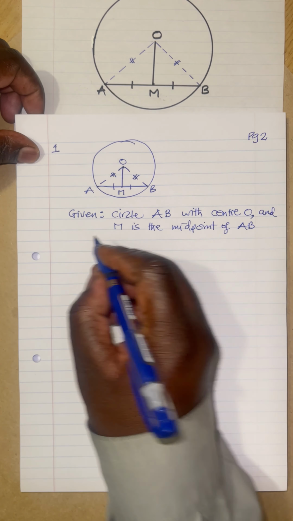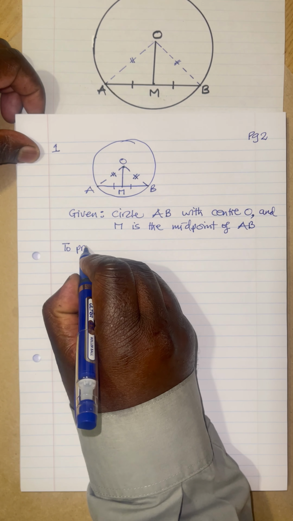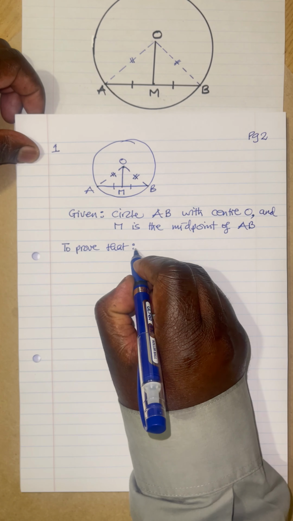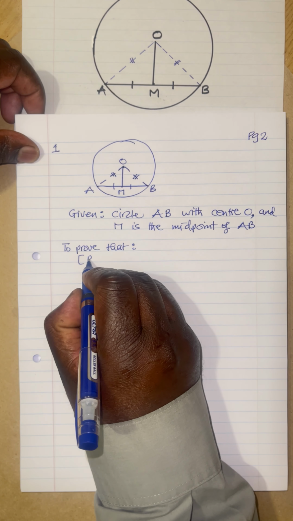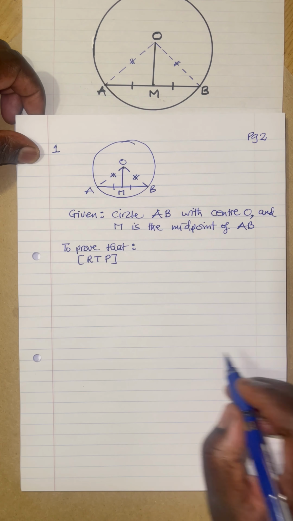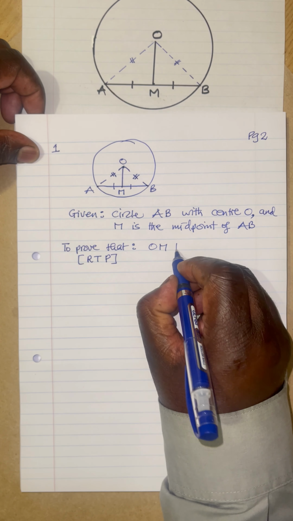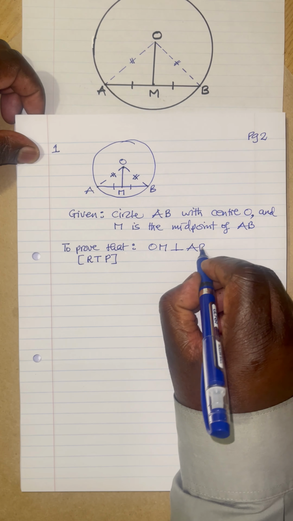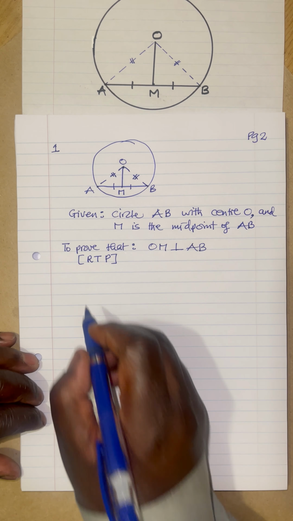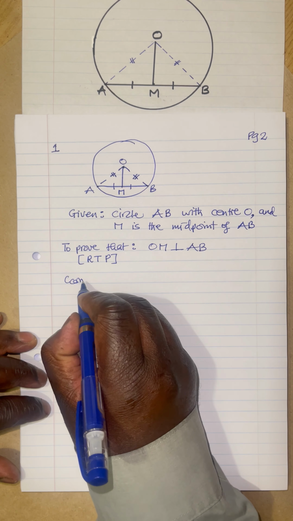What are we to do next is to say, to prove that, or required to prove. I like to say to prove that, but some people say required to prove, RTP. What are we required to prove? Well, we're required to prove that OM is perpendicular to AB. Construction, do we need it? Yes, as you can see in the diagram. Construction.